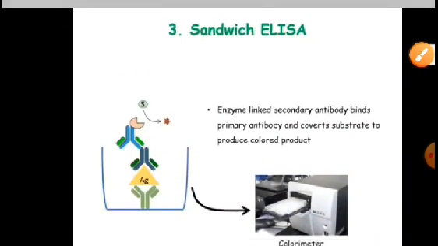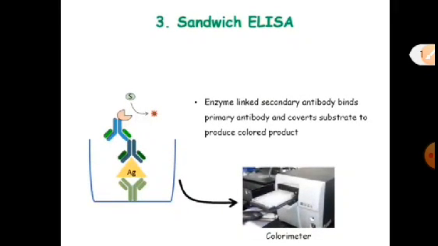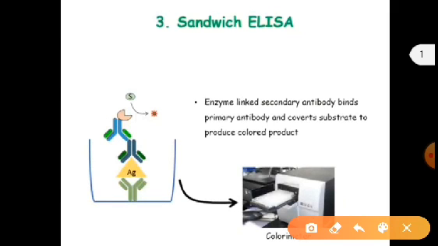Next is sandwich ELISA. In this process, antibodies are attached with well like this. Second, we add antigen or sample and the plate is incubated. After that, wash is given and the primary antibodies are added. After that, incubation is done and again washed to remove excess of antibodies.